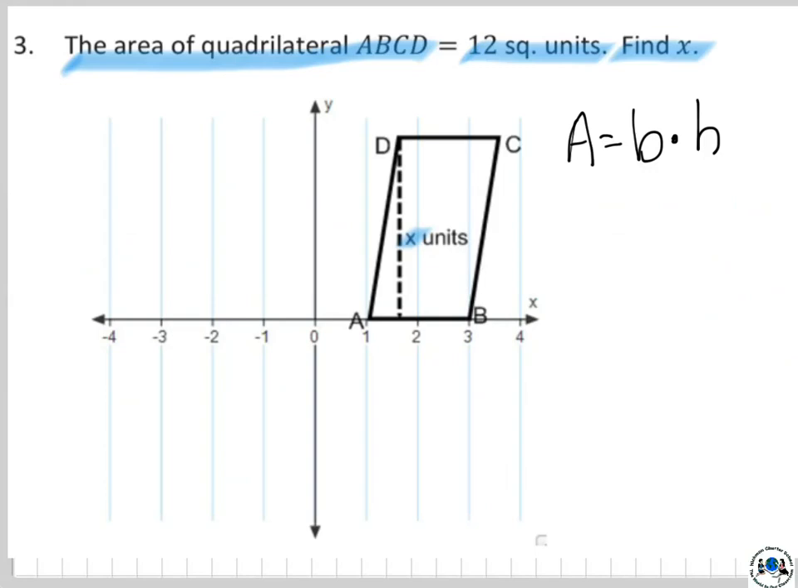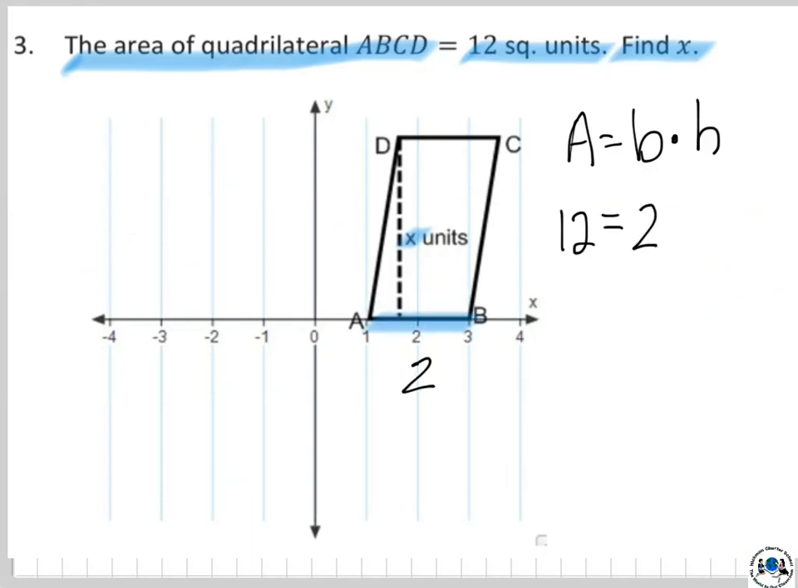Okay, so we are being given the area of the quadrilateral ABCD, and we are being told that it is 12 square units, and we are going to find x. We are going to use our formula right here, which is A equals B times H, which is area equals base times height. And we are going to plug in what we know, and we will do our solving algebraically.